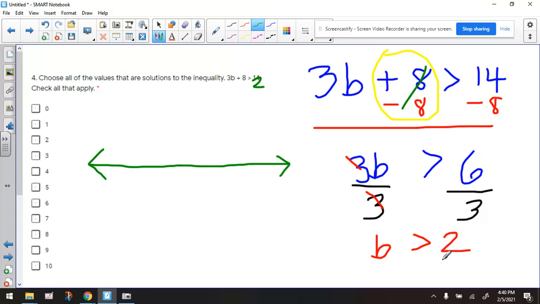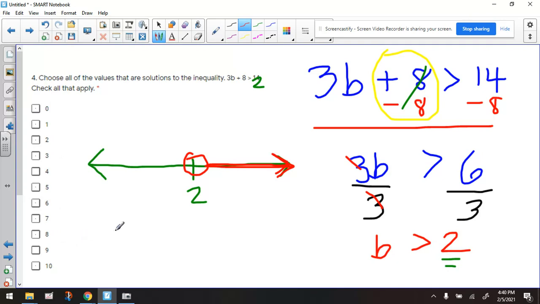All right, so we're going to go ahead and graph 2. And we're going to say to ourselves, b is greater than 2. So 2 is not part of the solution, so we're going to do an open circle. And we're going to graph going this way, because all the values that we're going to pick have to be greater than 2. Now look at the choices here. Which ones of these would be greater than 2?